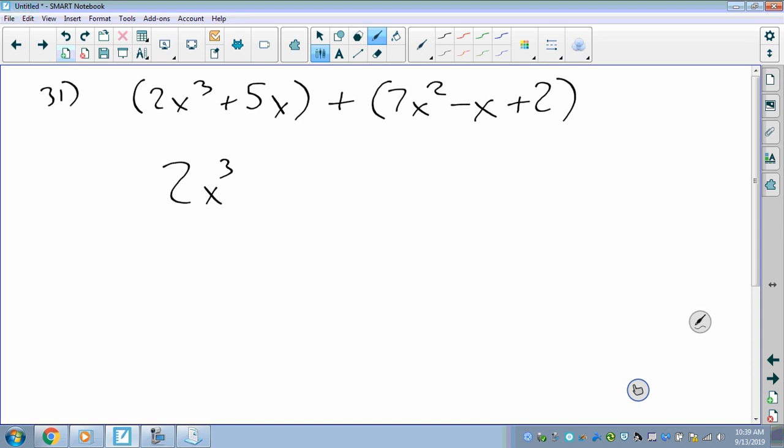What would I have for x squared? This one over here. So, 7x. Do I have anything to add it to? No. So it's just coming down, right?